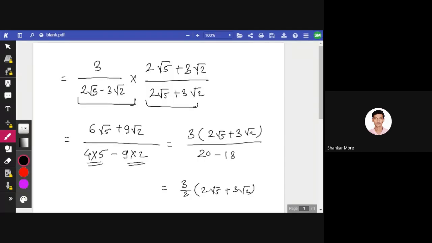Got it? This should be it. 3 by 2 into 2 root of 5 plus 3 root 2. Understood?